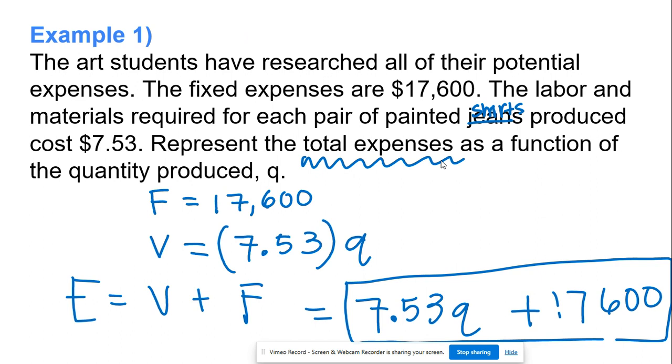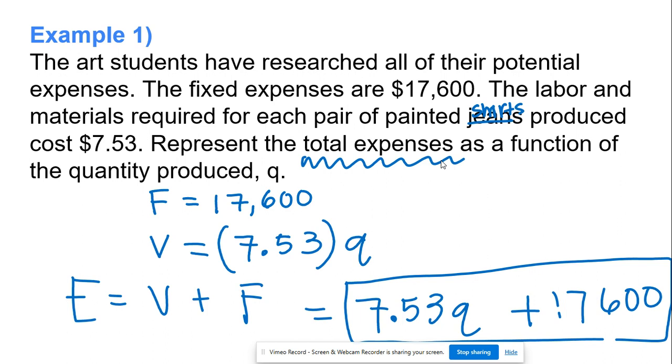So we started going through some examples. We said, hey, the art students have researched all expenses and they think the fixed expenses are going to be $17,600. That's a lot. And the labor and materials for each pair of painted jeans or painted shirts or whatever they're painting is $7.53. So we wanted to figure out the total expenses E as a function of the quantity produced Q. Right now, E was in terms of F and V, and we want it to have just the variable Q.